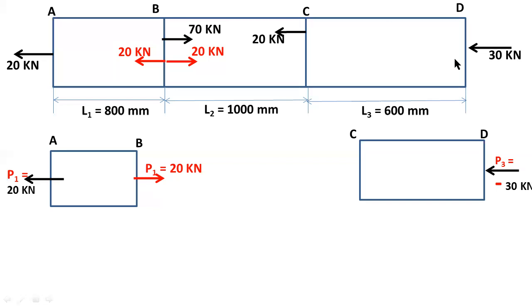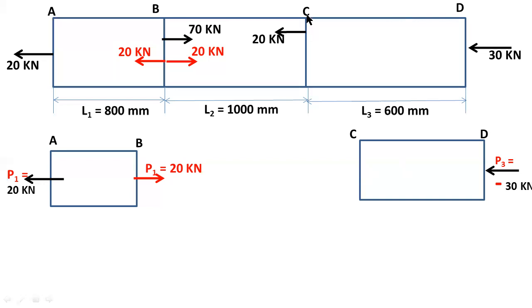But here you can observe, this is a compressive load. Compressive load means push load. So you have to consider negative sign for compressive loads. Here P3 is the load acting on the bar CD. Here also I need two equal and opposite push loads.